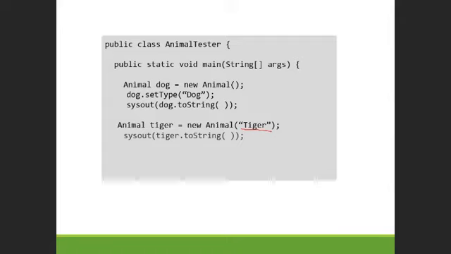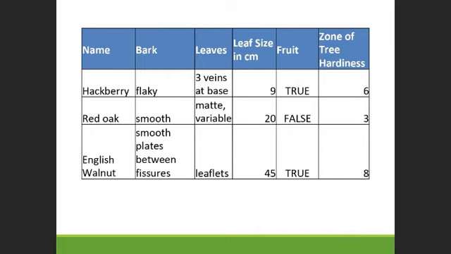So with tiger, the first value, the type, will be set, but everything else will be set to a default value. So zeros or false or nulls if they're strings. Let's talk real quick about this one.